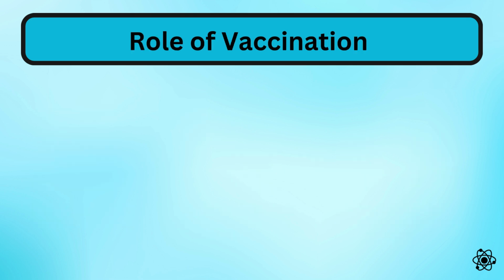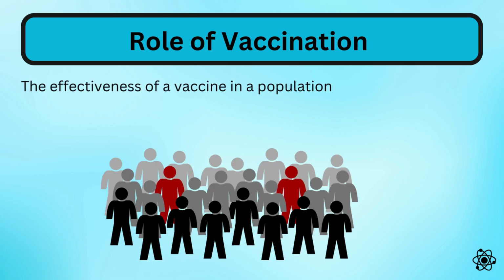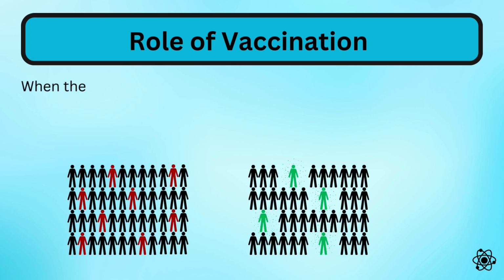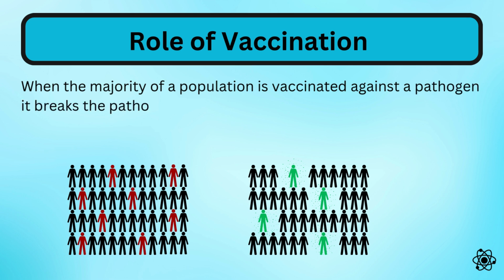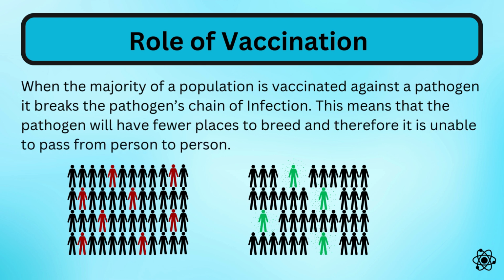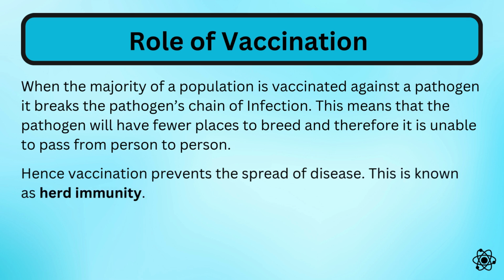What is the role of vaccination in controlling the spread of diseases? The effectiveness of a vaccine in a population depends on the proportion of people vaccinated. When the majority of a population is vaccinated against a pathogen, it breaks the pathogen's chain of infection. This means that the pathogen will have fewer places to breed, and therefore it is unable to pass from person to person. Hence, vaccination prevents the spread of disease. This is known as herd immunity.